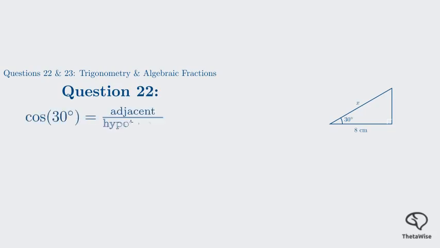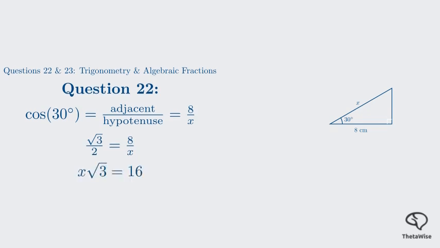Questions 22 and 23 cover trigonometry and algebraic fractions. We have a right-angled triangle with a 30-degree angle, an adjacent side of 8 centimeters, and a hypotenuse x. We use the cosine ratio. Cosine of 30 degrees equals adjacent over hypotenuse, which is 8 over x. We need the exact value, so we must know that cosine of 30 degrees is square root 3 over 2.